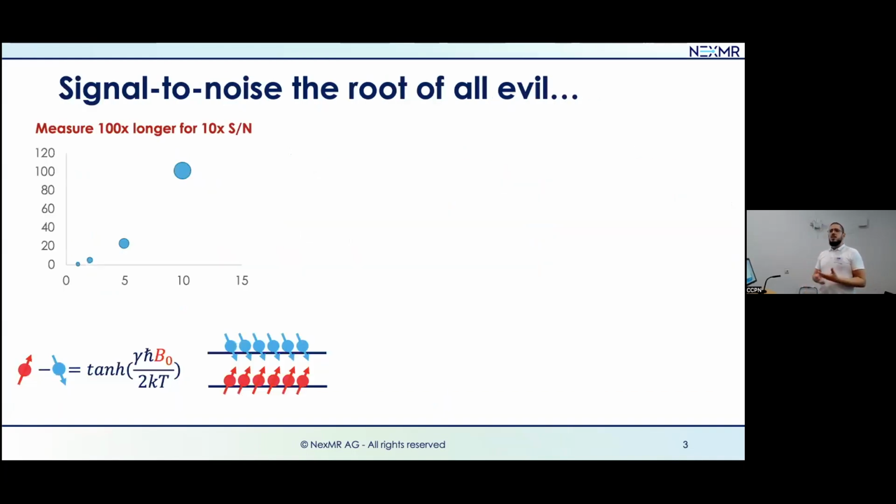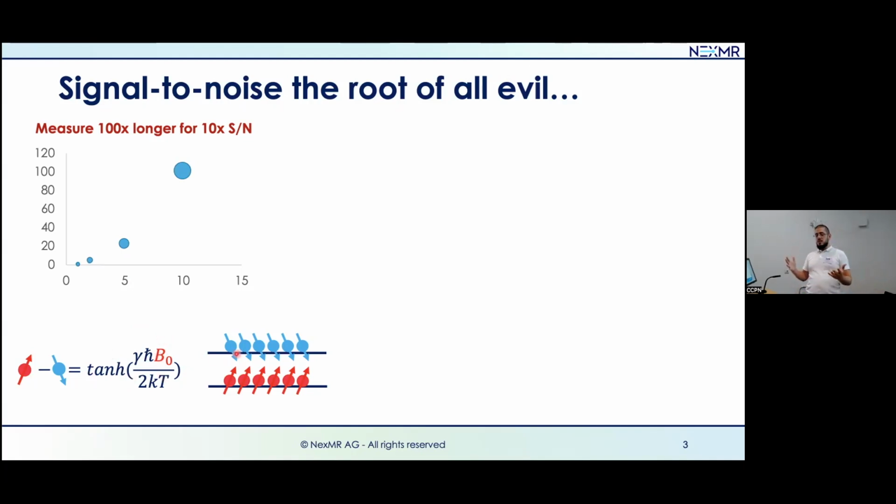The problem of NMR is very often linked to the poor signal to noise and poor sensitivity. And this has a consequence: like in any analytical method, signal to noise is not linear, so you cannot simply acquire more signal, and it's not linear in terms of what you gain. To obtain 10 times more signal, you need to measure 100 times longer. These are things you know, you all do spectroscopy, so you know that it's because of this difference in spin population.